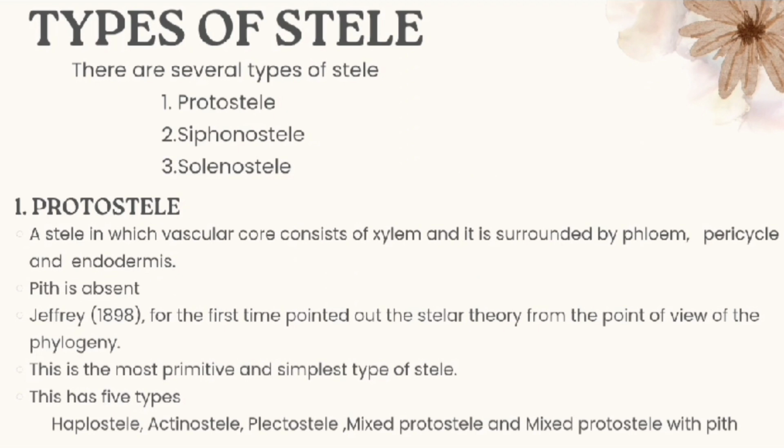First, protostele. Protostele is the most primitive and simplest type of stele. This was named by Jeffrey in 1898. In this, pith is absent, xylem is present in the center and that is surrounded by phloem. Protostele has five types: haplostele, actinostele, plectostele, mixed protostele and mixed protostele with pith.